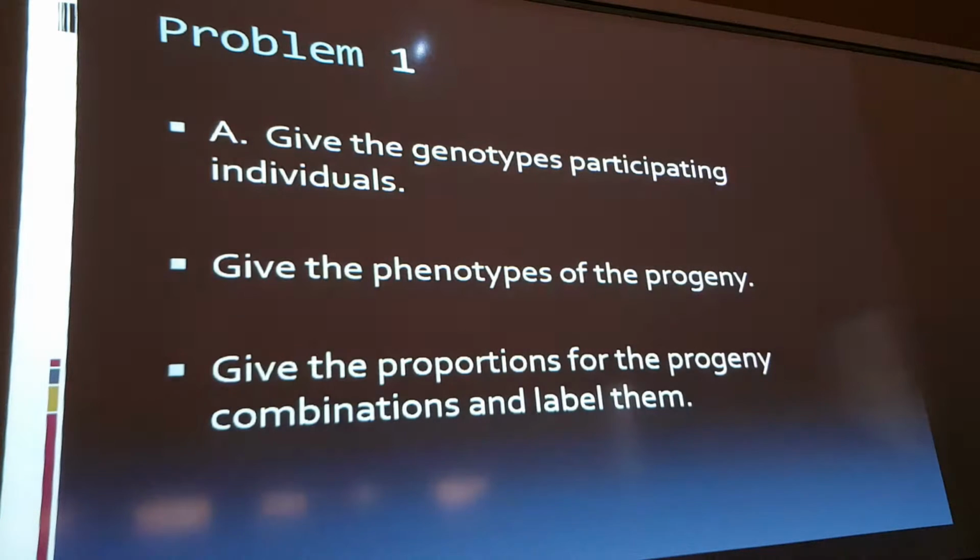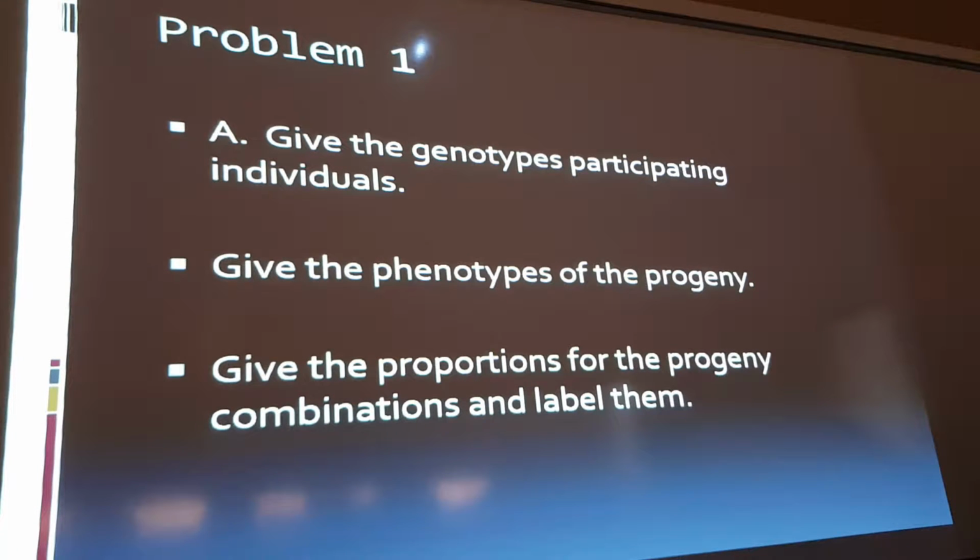This is how map units were created. If you've ever looked at a chromosome map before, one way of calculating where genes are on the chromosome is by map units. Okay? And give the genotypes for participating individuals. Give the phenotypes of the progeny. Give the proportions for the progeny combinations and label them.